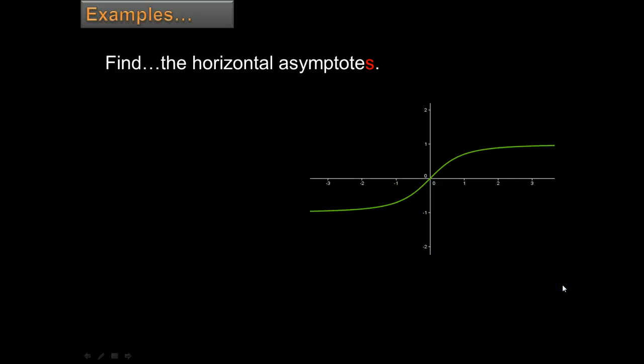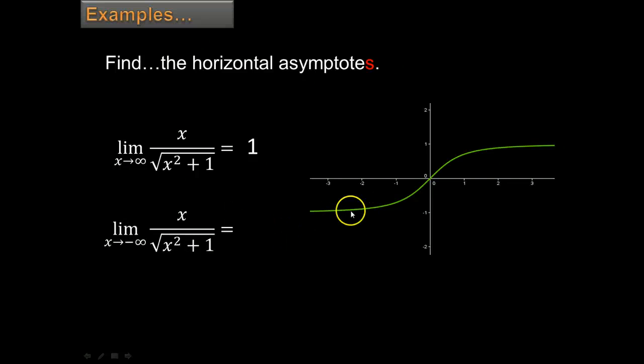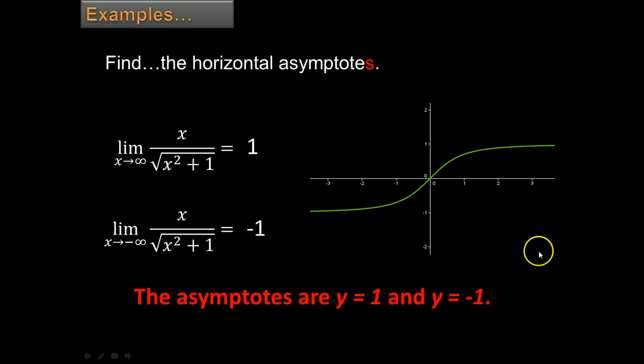Okay, here's another example. We're going to find the horizontal asymptotes. There happen to be 2 here because as we run off to positive infinity, our function gets closer and closer to a value of 1. And then as we run off towards negative infinity here, our function approaches and gets closer and closer to negative 1. So this is an example of a function that has 2 horizontal asymptotes, at y equals 1 and y equals negative 1.